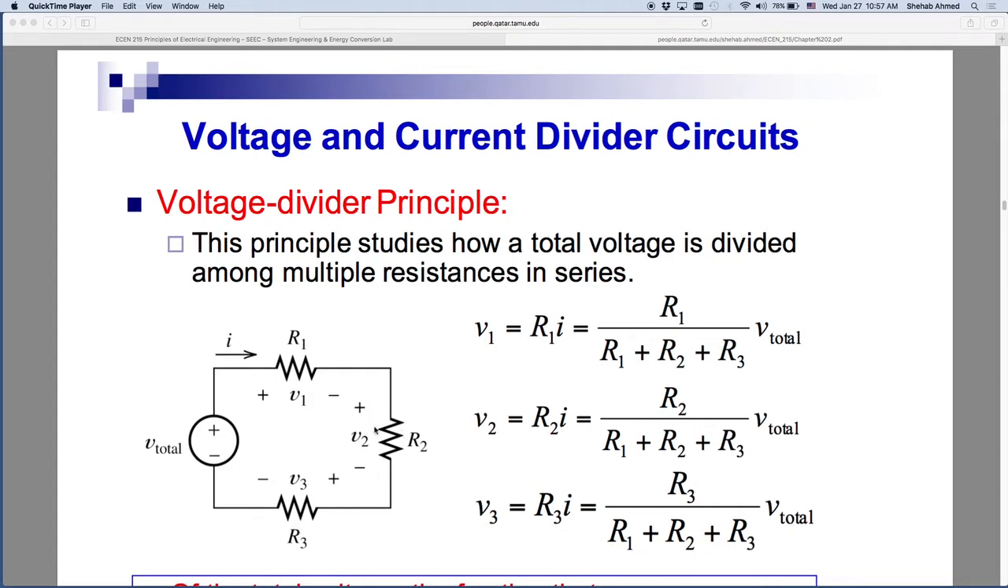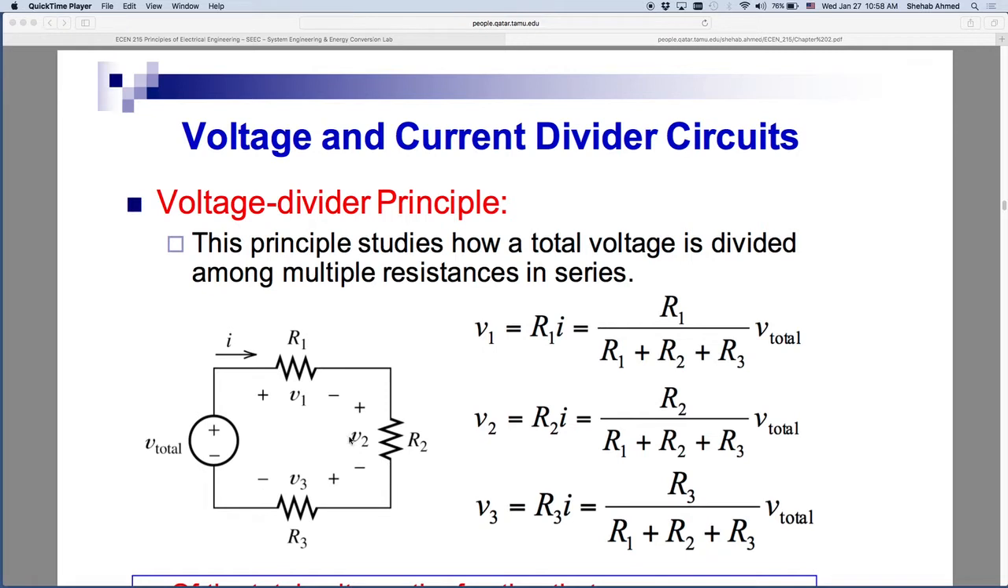If I know the current flowing in the circuit, I can automatically put the polarities across the resistors, right? So current goes into the positive terminal of the resistor. So if current is flowing this way, then I can put the polarities of the voltages across the 3 resistors in this fashion.